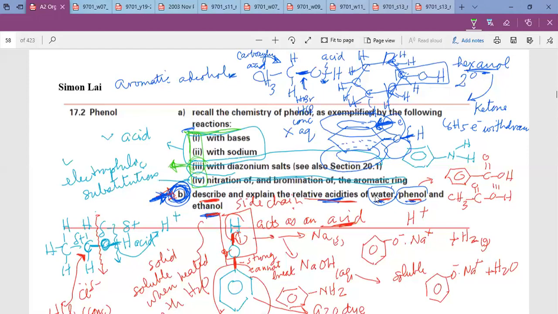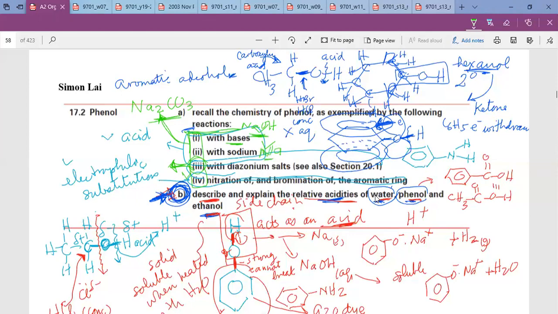So, with the base, with sodium, and with bromination. Now here I want to include one more thing which always comes up. Base normally refers to sodium hydroxide, but base can also refer to one more thing called sodium carbonate, which is very useful to talk about. So there are three: sodium, sodium hydroxide, and sodium carbonate. It came up two times in questions. I will just show you.